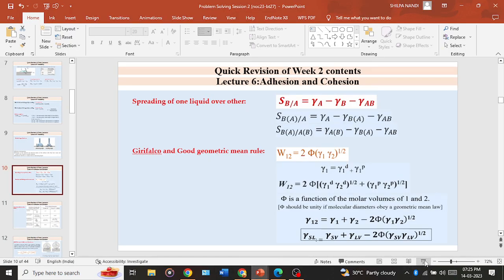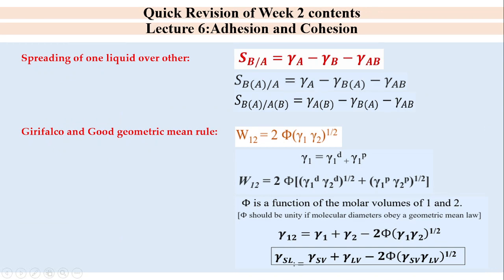So we were discussing the Girifalco-Good geometric mean rule, which is given by W12 is equal to 2 phi (gamma 1 gamma 2) to the power half. This phi is a function of the molar volumes of 1 and 2, and it should be unity if molecular diameters obey a geometric mean law. Similarly, I think we discussed this equation earlier, only here the phi is added.